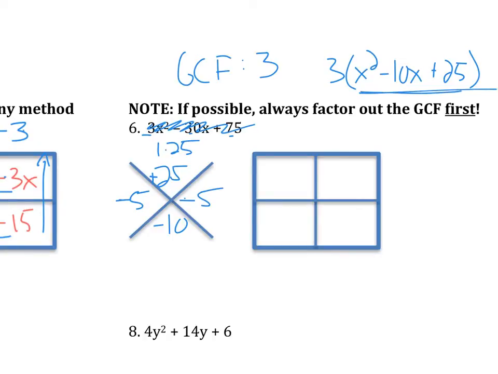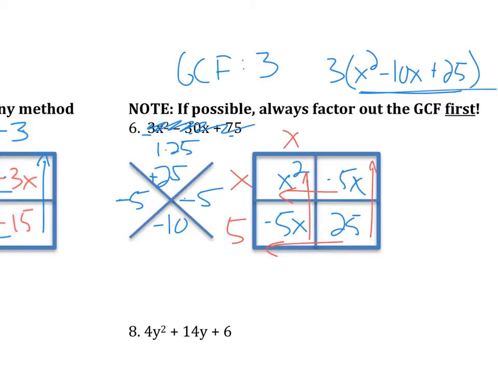Now I'm again just dealing with this, so I get x squared and 25 here. -5x, -5x. Or sorry, not x squared, just x. Factor out, that gives me a 5. Factor out, that gives me an x. We go this way, that gives me an x. And then we go this way, that gives me 5.